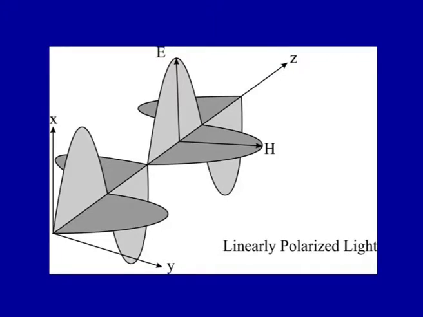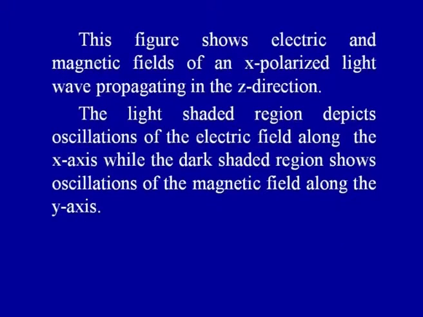This picture shows the electric and magnetic fields of an x-polarized light propagating in the z direction. The light shaded region depicts oscillations of the electric field along the x-axis, while the dark shaded region shows oscillations of the magnetic field along the y-axis. It is a polarized beam propagating along the z-axis.